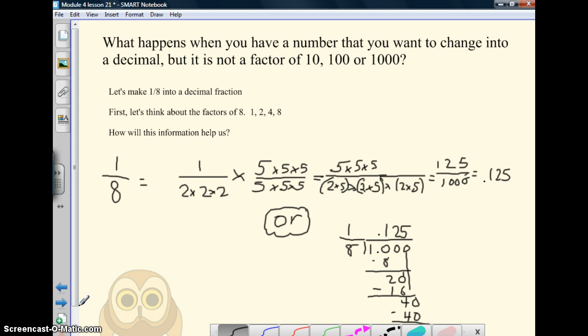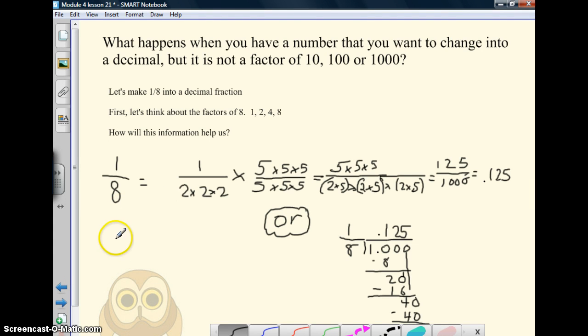Okay, so here we go. What happens when you have a number that you want to change into a decimal, but it is not a factor of 10, 100, or 1,000? So let's make an eighth into a decimal fraction. So first you have to think about the factors of 8. So the factors of 8 are 1, 2, 4, and 8. How will that information help you?